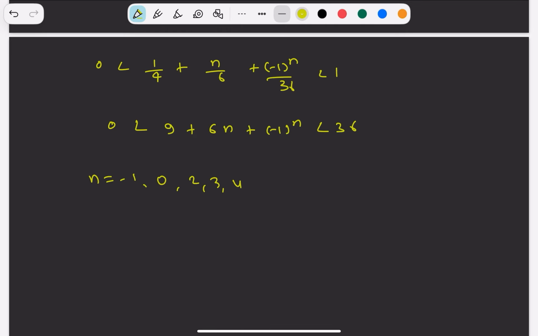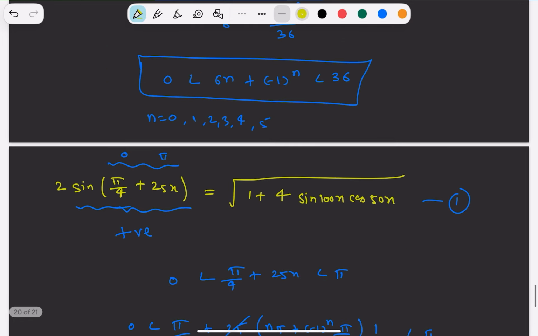Correct or not? If you take 4, you take 24 and 24 plus 9, how much are you going to get now? So 24 plus 9 is less than 36. Alright. And 5, is it satisfying? Can you see that? No, 5 is not satisfying because if you take 5, 6 into 5 is 30, plus 9 is 39, getting 39 minus 1, 37, so 5 is not satisfying. So minus 1, 0, 1, 2, 3, 4, only these values, right?